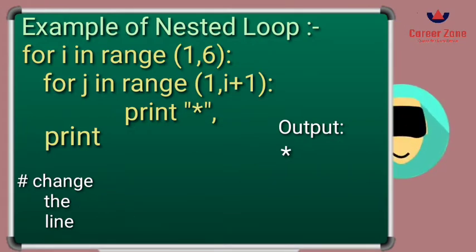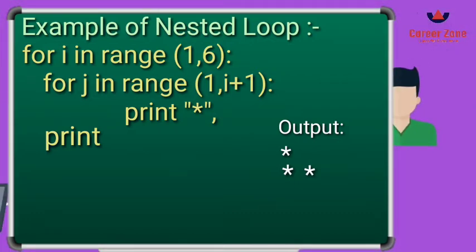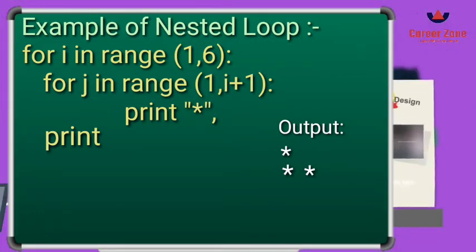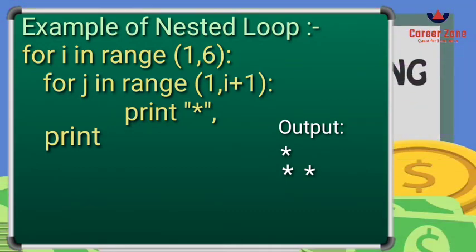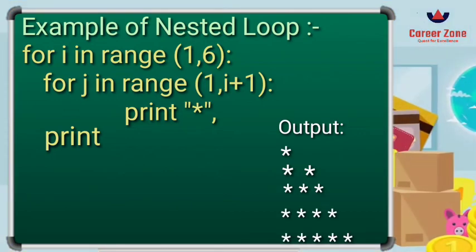So first of all, when the value of j is 1, it will print 1 star, and when the value of j is 2, because it will be updated, it will print one more star, and then the inner loop will get false, and then again the outer loop will be incremented. So this is how this loop will execute, and we will get this kind of output.